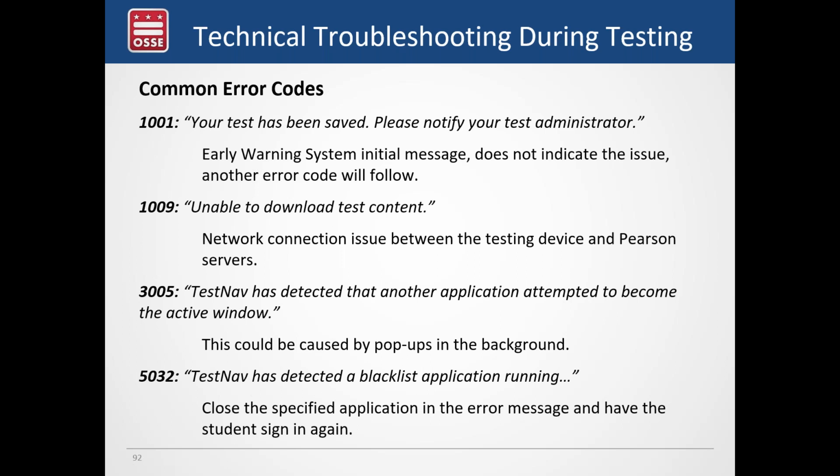Again, some common error codes. These really haven't changed. I think these are the ones that people run into most often. I'm not going to read all of them, but wanted to just keep them on here because they're ones that happen quite often. 3005 is a big one, where TestNav has detected that another app attempted to become the active window. You know, a student's trying to pull up something else while they're in TestNav. Well, TestNav's going to catch that and shut down.